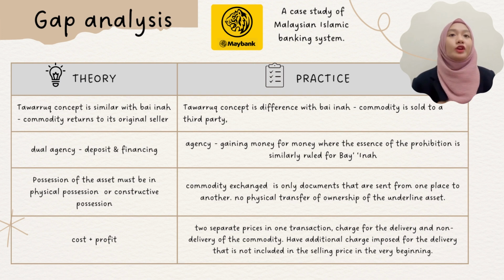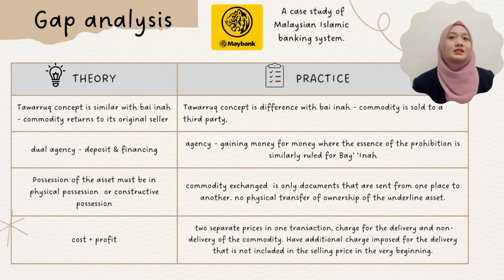Then for the gap analysis, we compare the theory and the practice from a case study of the Malaysian Islamic banking system. First, in theory, it is said that the concept of the Tawarruq is the same as the concept of bay' al-inah, in which the commodity is returned to the original seller. But in practice, it is different from bay' al-inah because in Tawarruq the commodity is sold to a third party. In addition, in theory it is said to be just dual agency like deposit and financing, while in practice, the agency gets money for money, which is prohibited in Islam. Next, ownership of the asset must be in physical possession in theory, whereas in practice, the commodity exchange is just a document sent from one place to another.